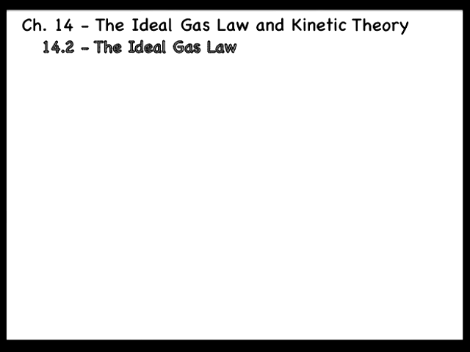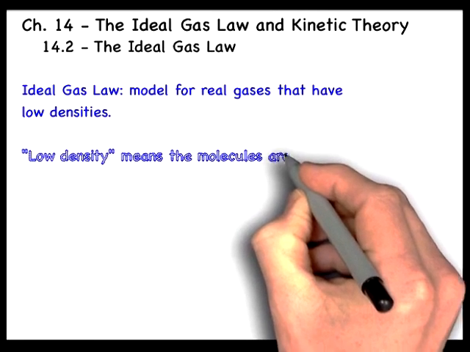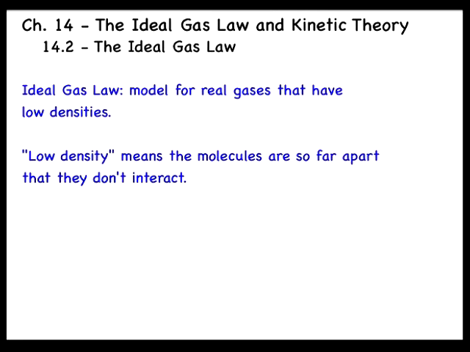In this section, we discuss the ideal gas law. An ideal gas is an idealized model for real gases that have sufficiently low densities. The condition of low density means that the molecules of the gas are so far apart that they do not interact except during collisions that are effectively elastic.